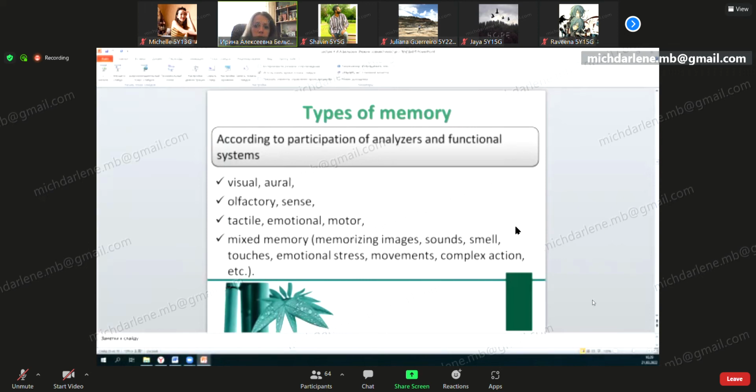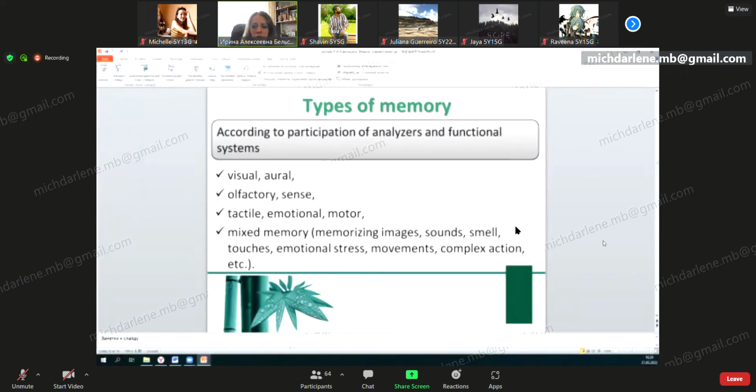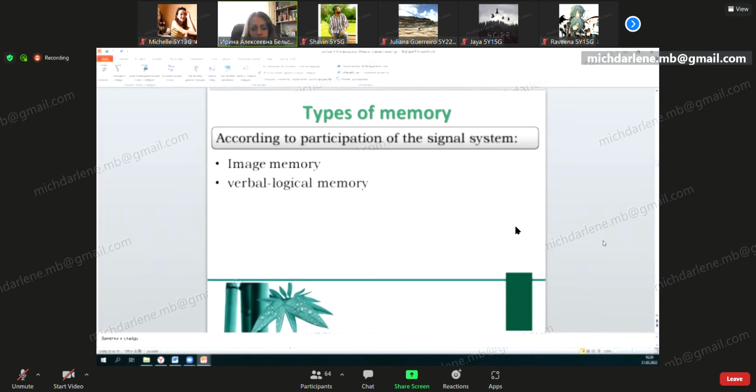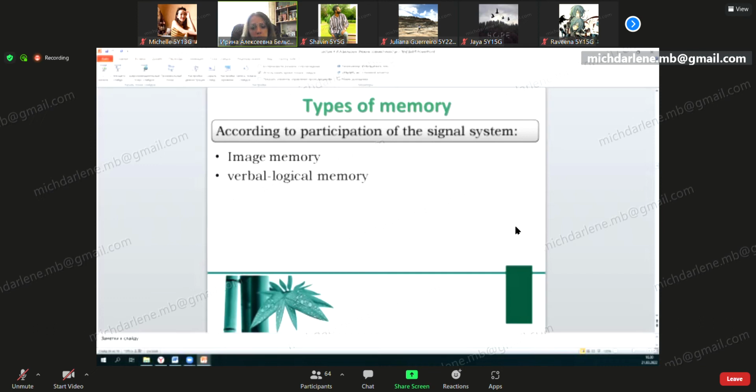According to participation of the signal system, we can define memory into image memory and verbal logical memory. Image memory, the first signal system, is the memory for images or sounds or smells or activities and etc. Verbal logical memory, the second signal system, means the memory for words, for judgments, and etc.